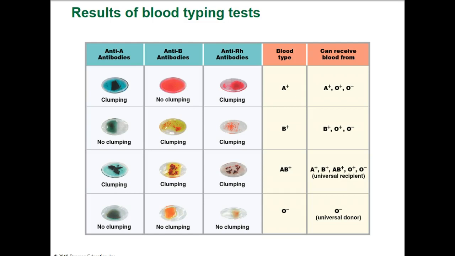So you can receive A positive, O negative. If you're B positive, you can receive B positive, O positive, and O negative. If you're AB positive, you can receive everything because you have all those antigens already, which means you're not going to form antibodies against any of it. So you're happy as you can be, you're a universal recipient.